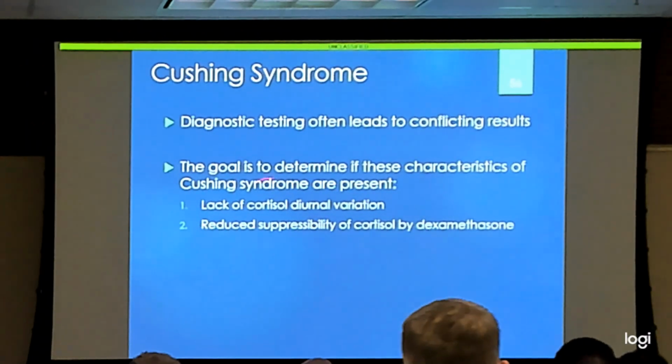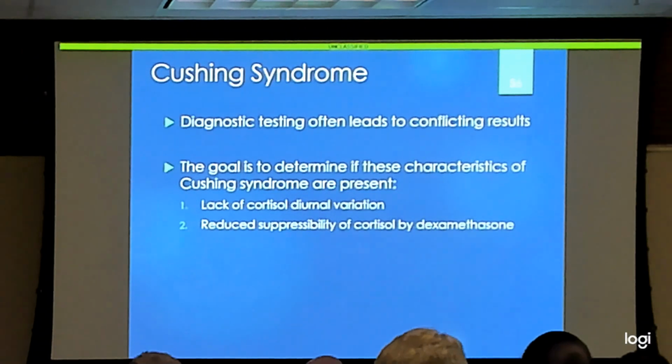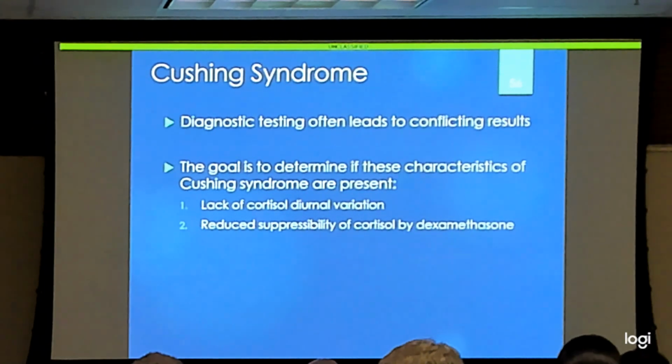Reduced suppressibility of cortisol by dexamethasone. That has to be one of the features you're going to have. If my cortisol level was maybe a little bit elevated, it should go down with dexamethasone. I check it again, boom, it should be down. Because whether it's happening naturally, cortisol, or I'm taking the pill, dexamethasone, it does not matter where it's coming from. Your body recognizes that you have enough cortisol.